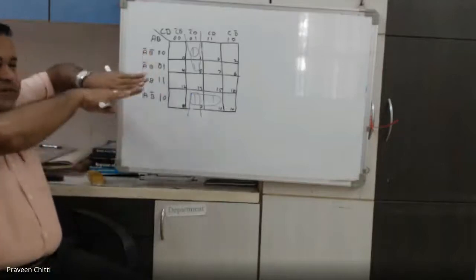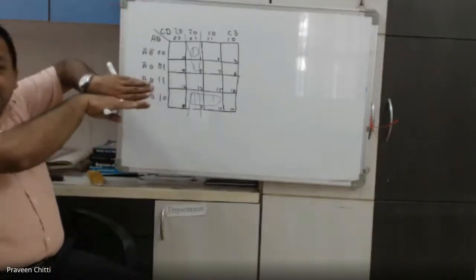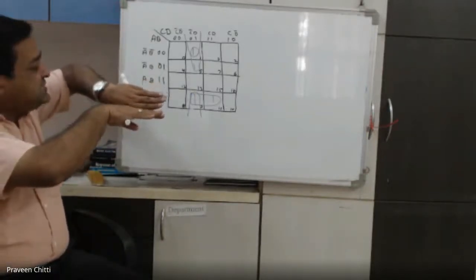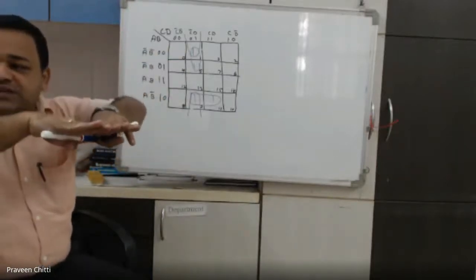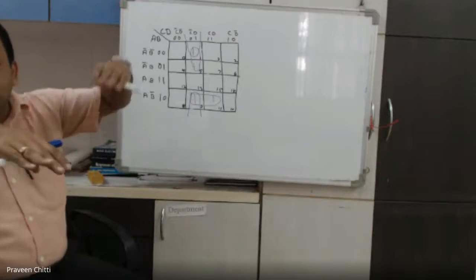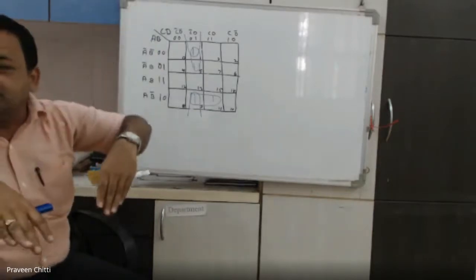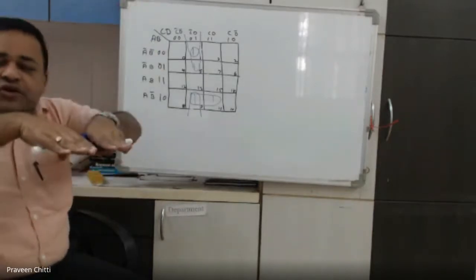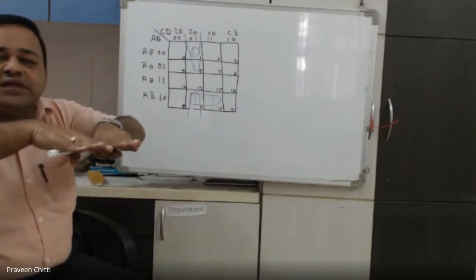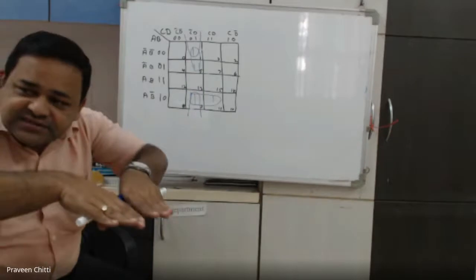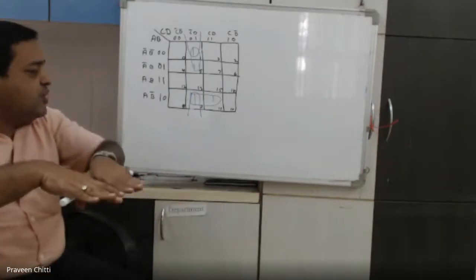So if you fold it, what happens? When you fold this K-map, this one and this one, they become what? Adjacent to each other, because they are at the edges. One is at the top edge, another is at the bottom edge. So when I fold it horizontally, both those edge ones come adjacent to each other and you can form a pair.